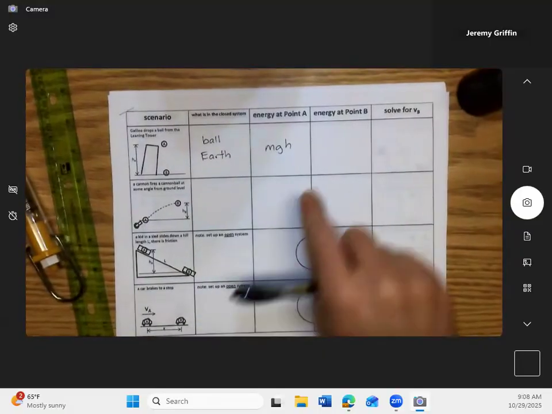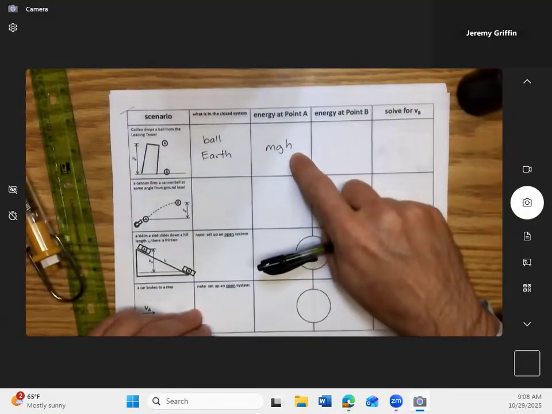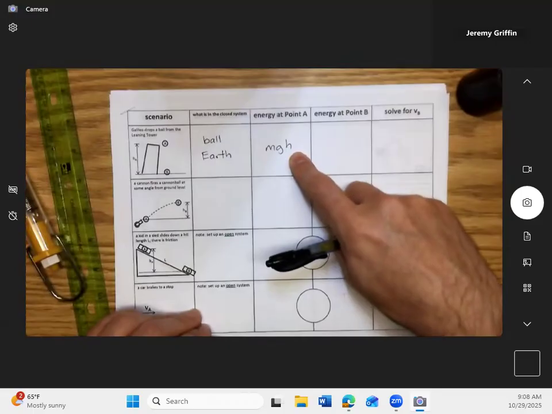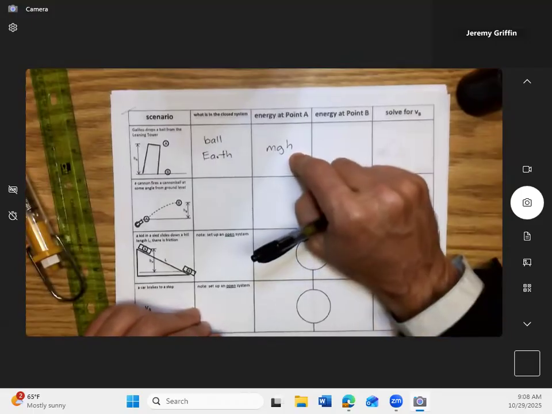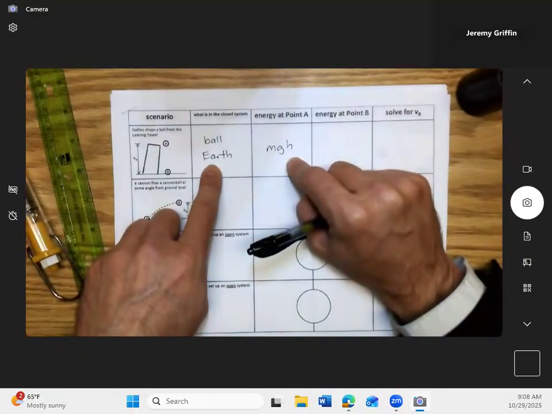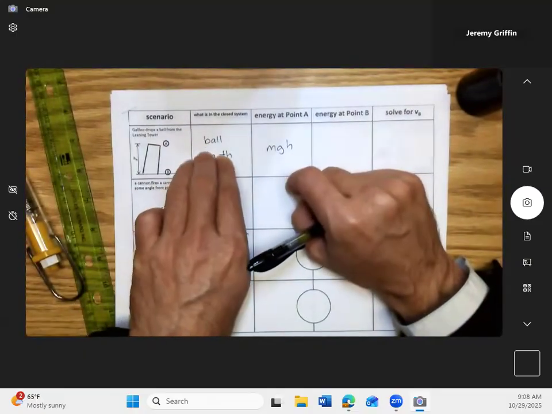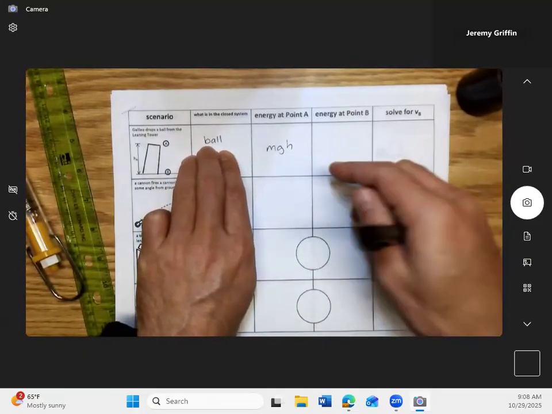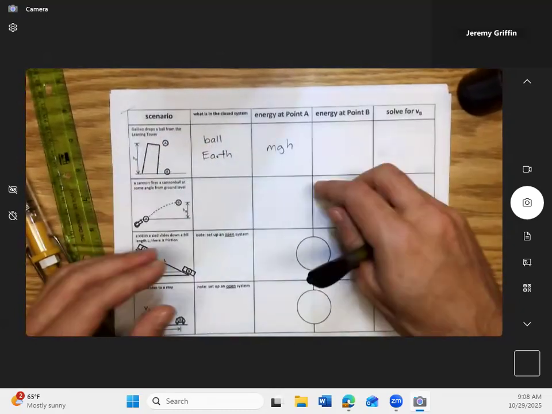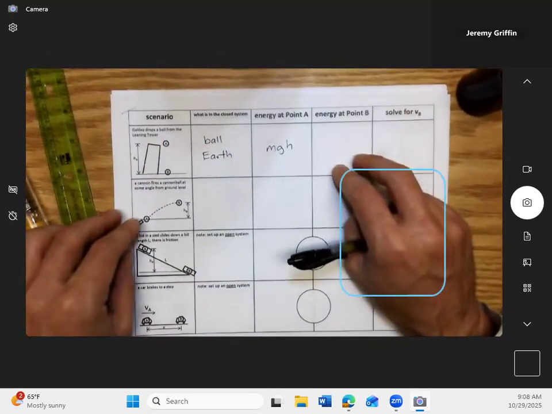Oh, and depending on how AP asks a question, you're not allowed to have any mgh if you do not include the Earth in the system. If they say a system that consists of only the ball, then you are allowed to have kinetic energy, but this mgh wouldn't really be relevant. It's just a thing I've seen before.